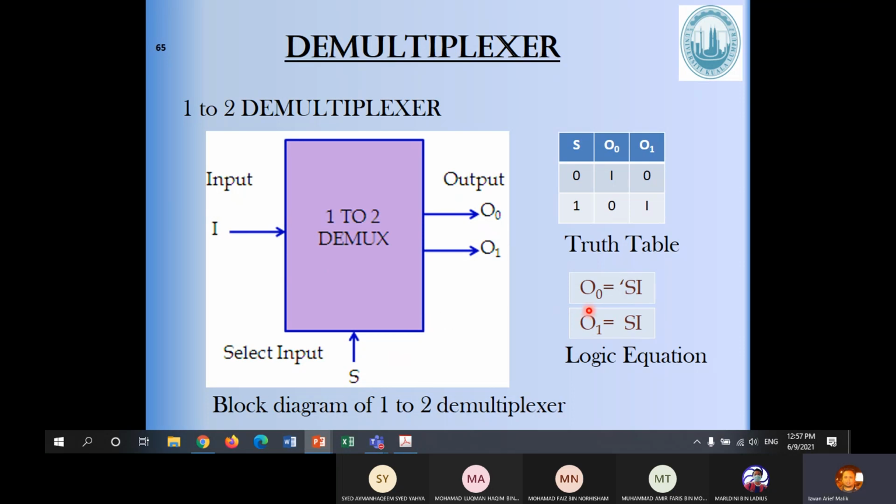So, what is the logic expression? Logic equation dia, Boolean expression dia, output 0, whenever output 0 is 1, is equivalent to S bar darabkan dengan I. Okay, untuk output 1, S darabkan dengan I. Okay, so bila yang ini 1, S dia adalah 1. Sebab 1 dia S lah, SI. Kalau output 0, dia punya input dia dekat input dia akan supply kat output 0 sini ketika S dia 0. Sebab tu S dia jadi S bar. So output 0 S bar I, output 1 SI.